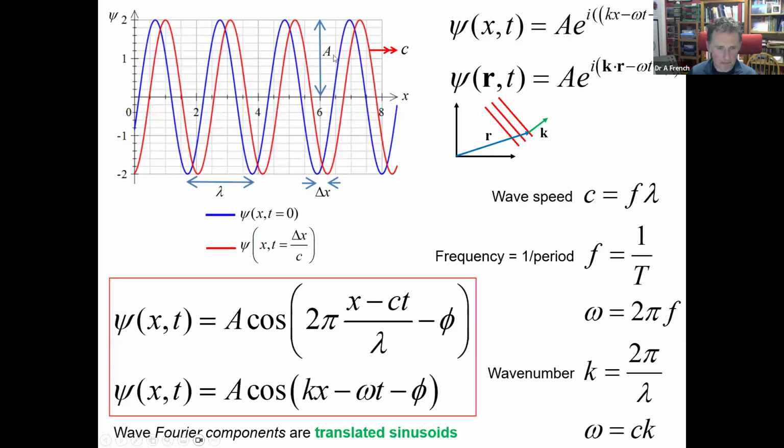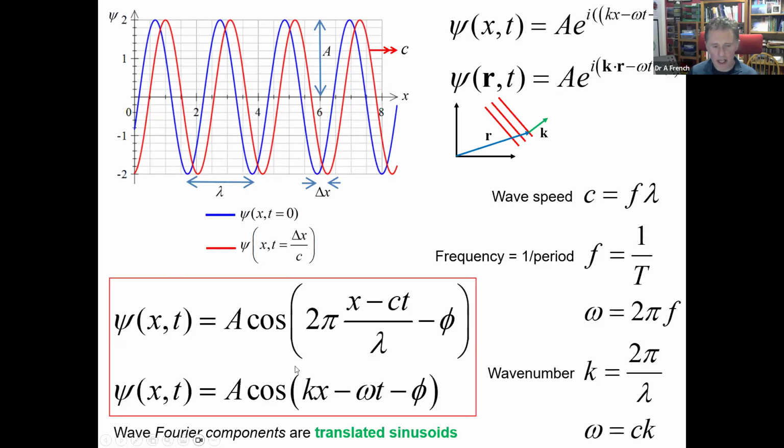A bit later, if the wave's moving at speed c, and a double-headed arrow is my notation for that, you can see the red wave being a bit later. Spatially, that travels distance delta x. So the time that corresponds to the red wave is delta x over c. So that's the time later.